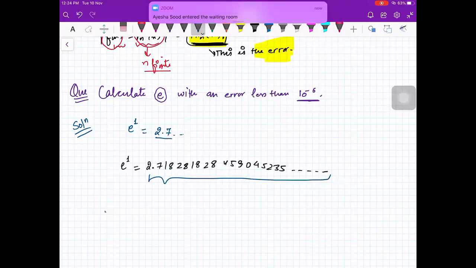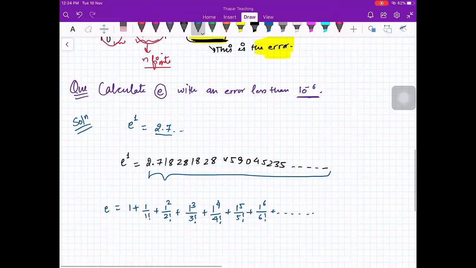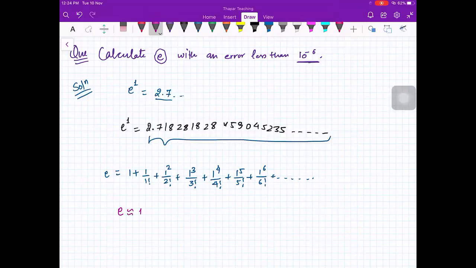So the exact value actually is 1 plus 1 by 1 factorial plus 1 by 2 factorial plus 1 by 3 factorial. This is the exact value. If you can find out the sum of this series exactly, but we don't have a closed formula for the sum of this series, so we don't know the exact value of e. So here what we can do is approximate. I can just approximate e with 1, keeping just one term. That is a very bad approximation.